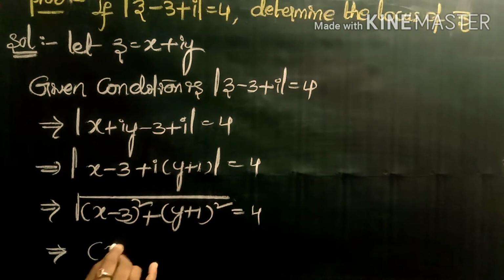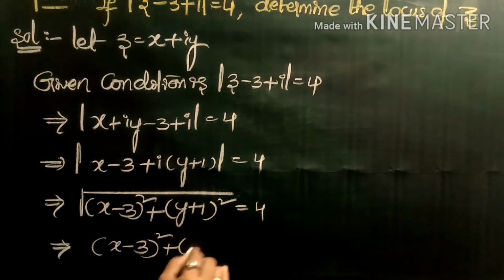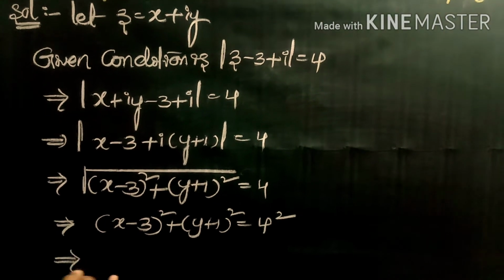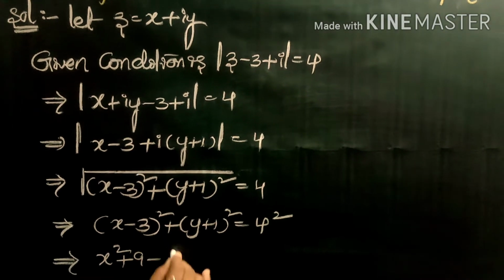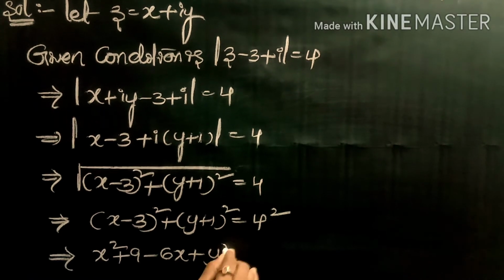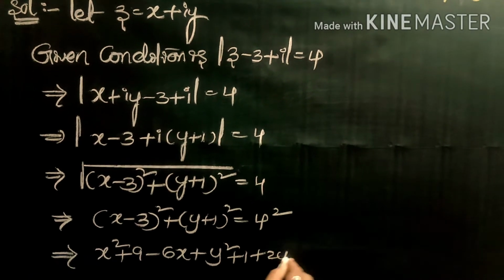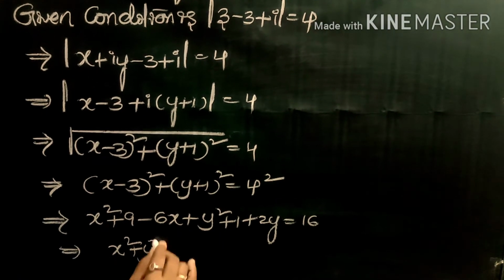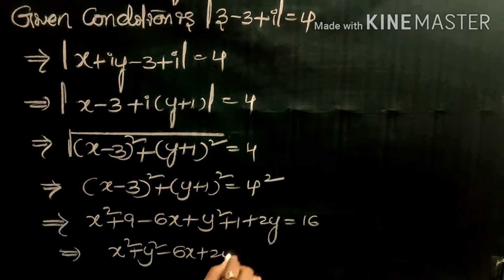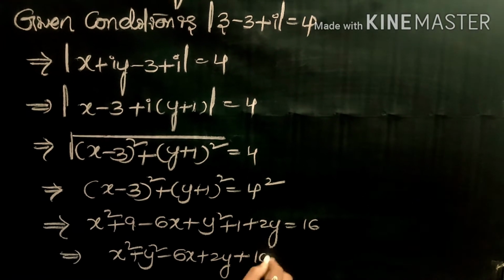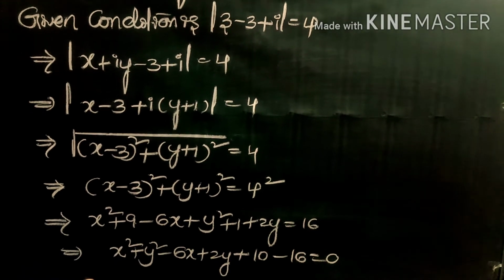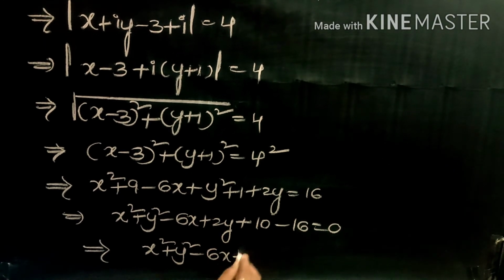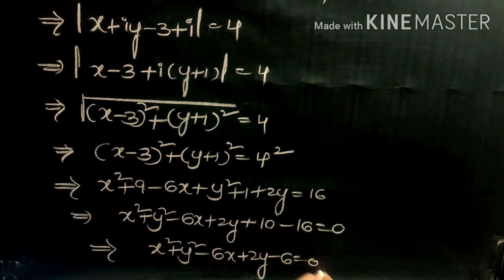Now squaring on both sides, it becomes x minus 3 whole square plus y plus 1 whole square is equal to 4 square. Now taking the expansions, x square plus 9 minus 6x plus y square plus 1 plus 2y is equal to 16. That is x square plus y square minus 6x plus 2y, 9 plus 1 is 10, minus 16, is equal to 0. Therefore the answer is x square plus y square minus 6x plus 2y minus 6 equals 0. That's all.